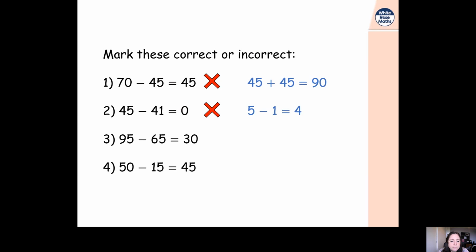95 minus 65 is 30. Yes, that's correct. And I can think about that just using the tens, because the ones are the same. 90 minus 60 is equal to 30. So therefore 95 minus 65 must also be equal to 30.